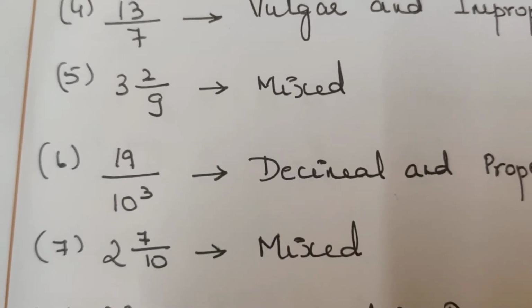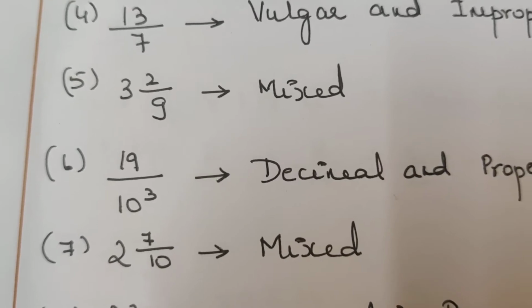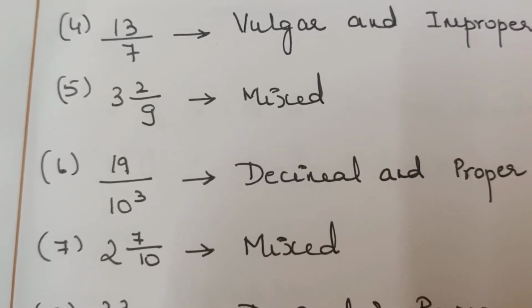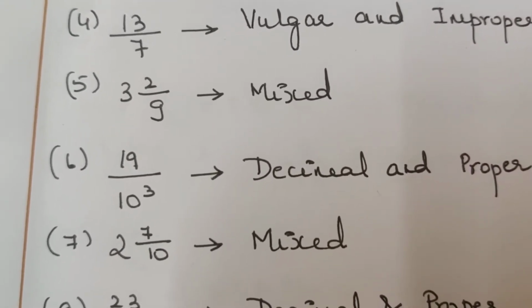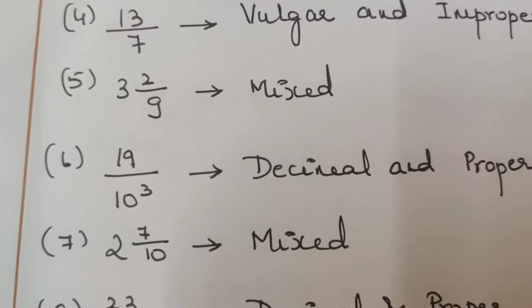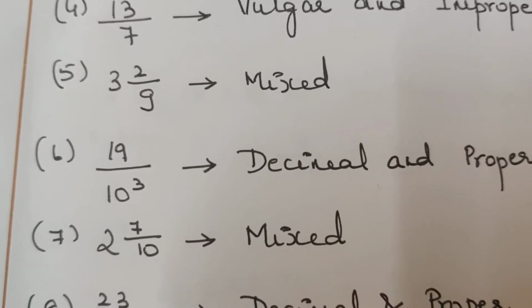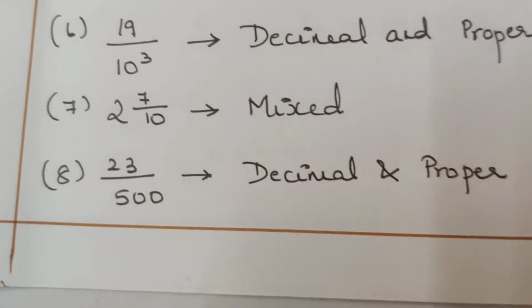19 by 10 to the power of 3. Here the denominator is greater than the numerator, so it's a proper fraction, and 10 to the power of 3 is nothing but a multiple of 10, therefore it becomes a decimal fraction. So 7 by 10, yeah, you kiddos are right. You have an integer part and a fraction part, therefore it is a mixed fraction.